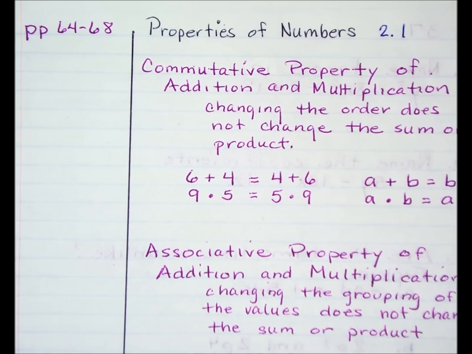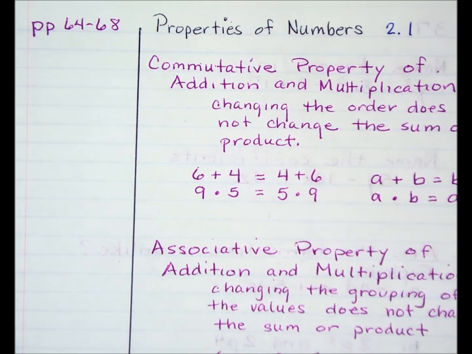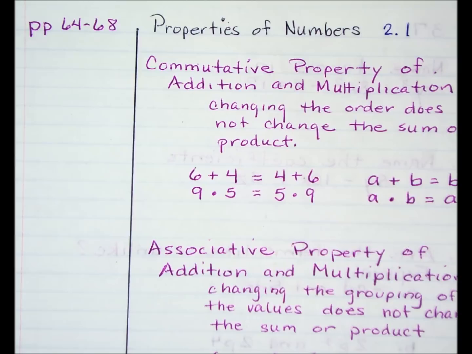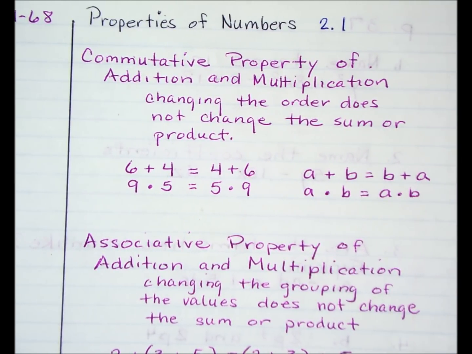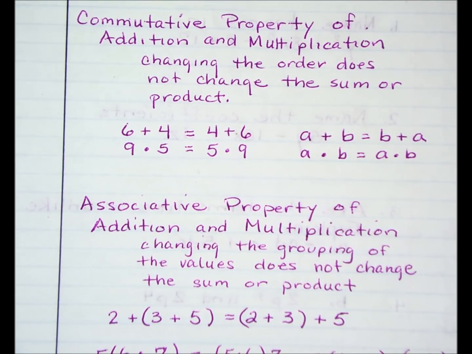This lesson is on properties of numbers. It is 2.1, on pages 64 through 68 in your book. We are going to look at some properties of addition and multiplication. The first property is called the commutative property, and the commutative property says that changing the order does not change the sum or the product.